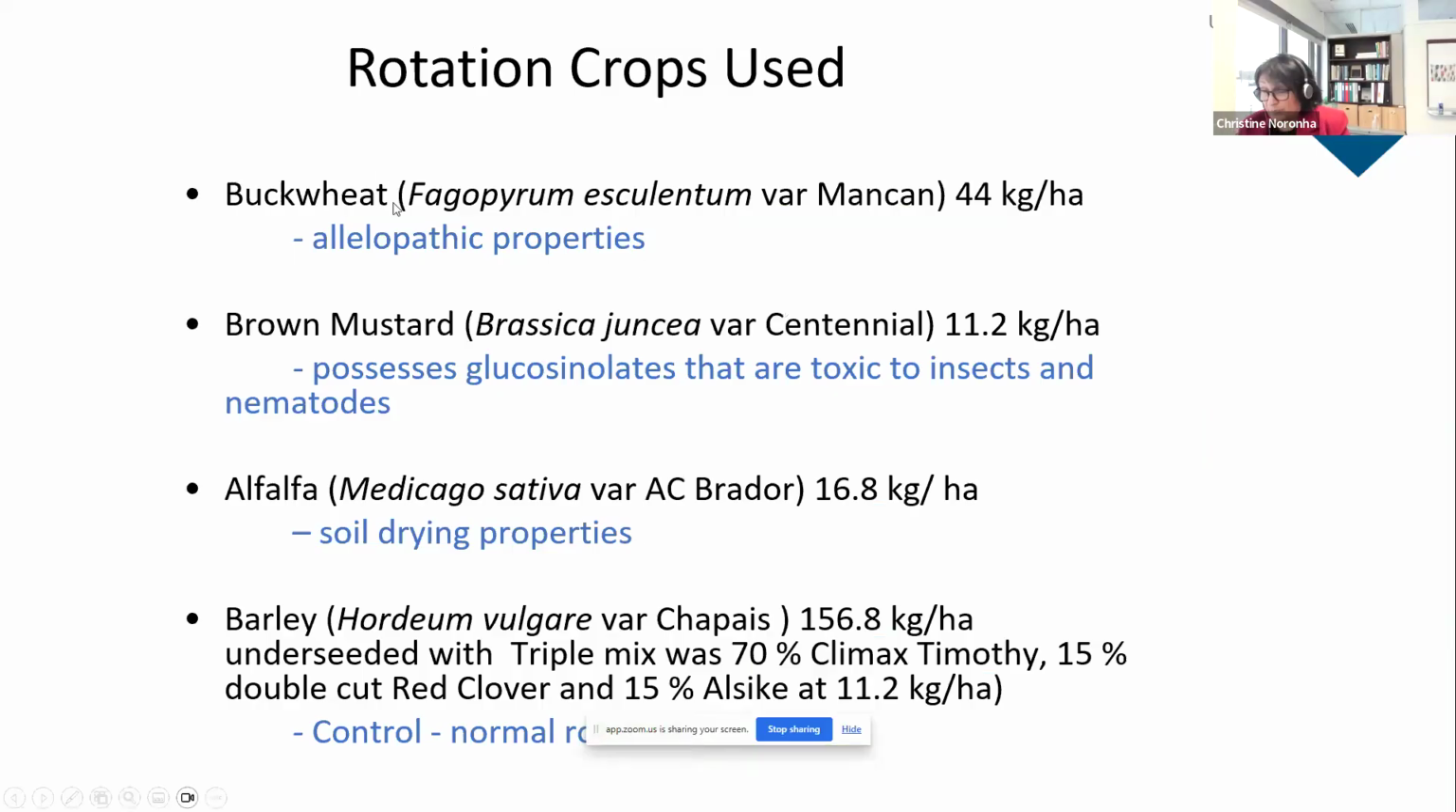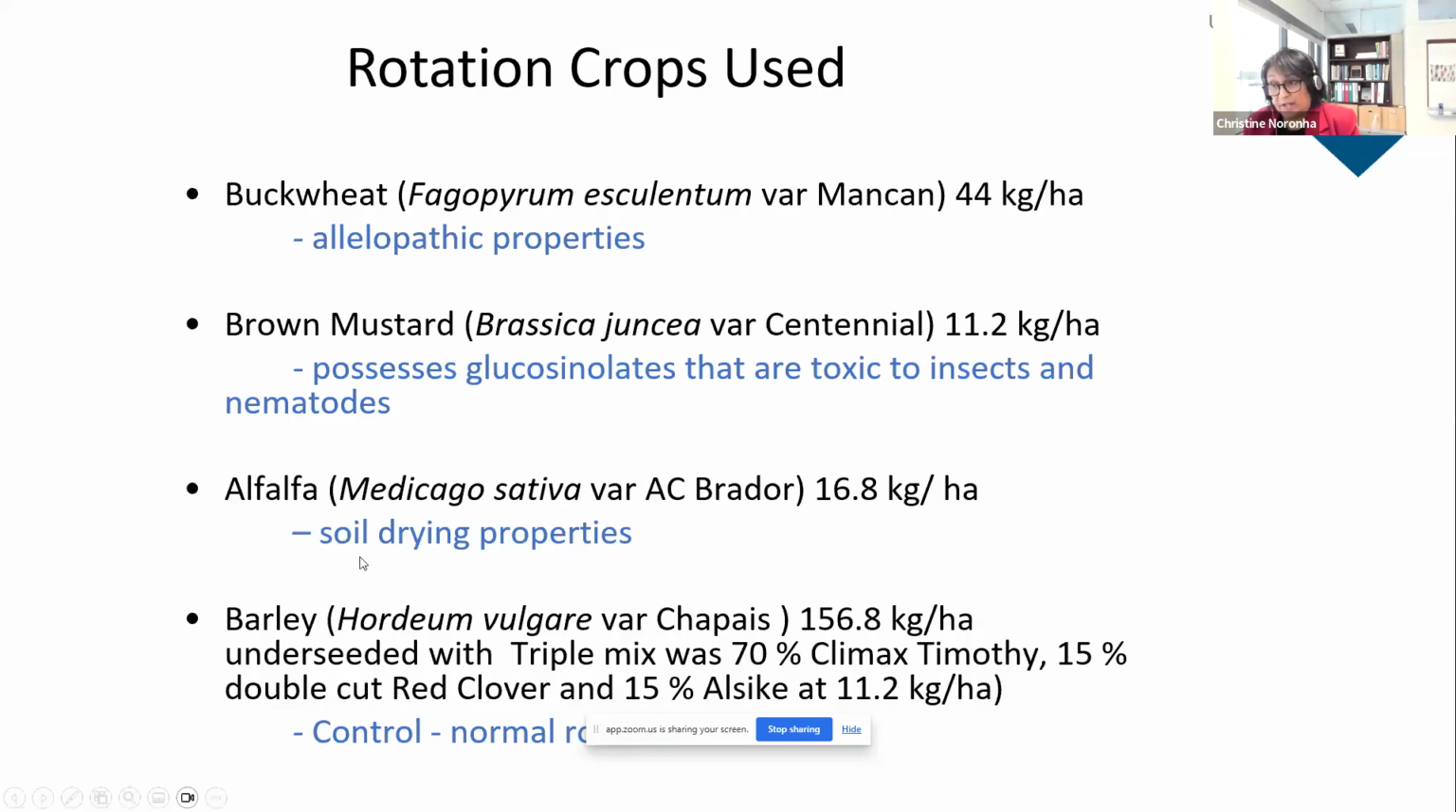So why did we choose these crops? Buckwheat we know has allelopathic properties. Because of these allelopathic properties, we thought maybe they would be detrimental to wireworm survival. So we decided to use that, and this is the rate that we used it at. Brown mustard has glucosinolates, and those can be toxic to insects and nematodes. So we decided to use the brown mustard, which is Brassica juncea. I'll talk about it a little bit more later on.